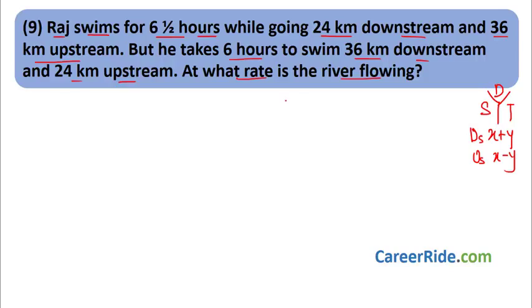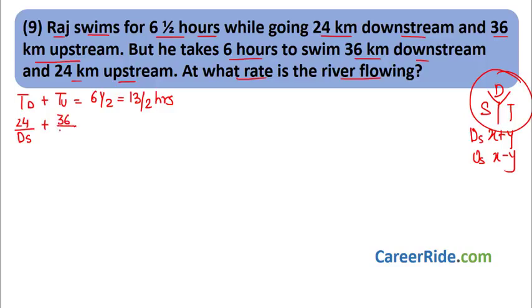Now over here, Raj swims for 6.5 hours while going 24 km downstream and 36 km upstream. So while going downstream, time is TD. While going upstream, time is TU, and total time taken is 6.5 hours. Now this is a mixed fraction. Instead of that, we'll have a proper fraction, divided by 2. Okay, 13/2 hours. 2 6s are 12 plus 1, 13, 13/2 hours. Now time taken is nothing but distance upon speed. We get it from over here. Distance downstream is how much? 24 kilometers upon downstream speed plus the upstream distance, 36 kilometers upon upstream speed, is equal to 13 by 2. Let's take 2 over here. What do we get?